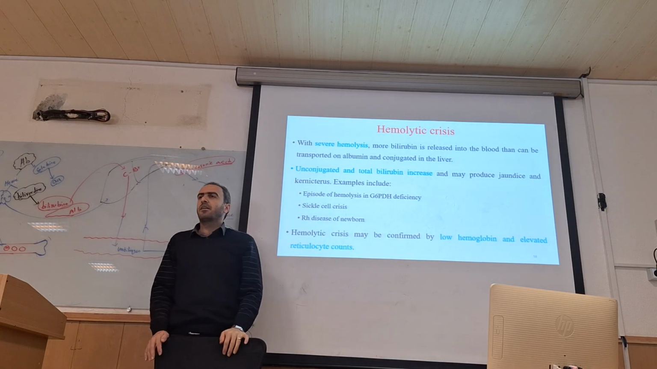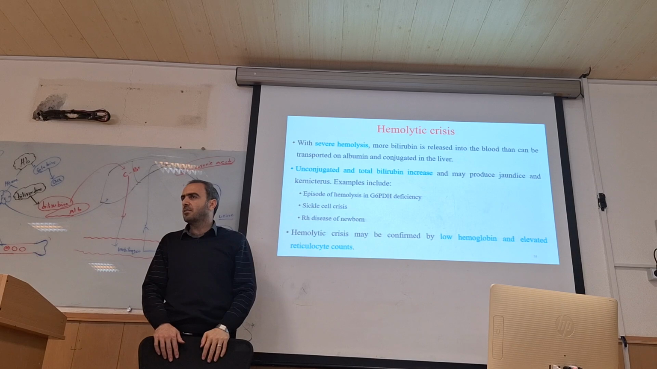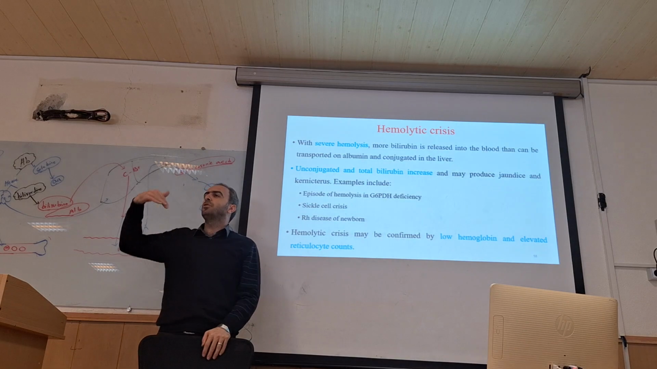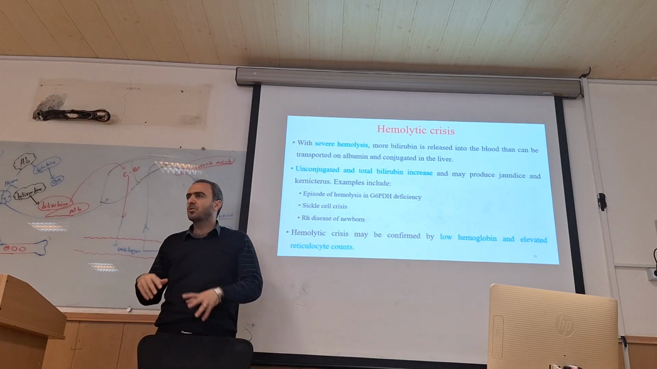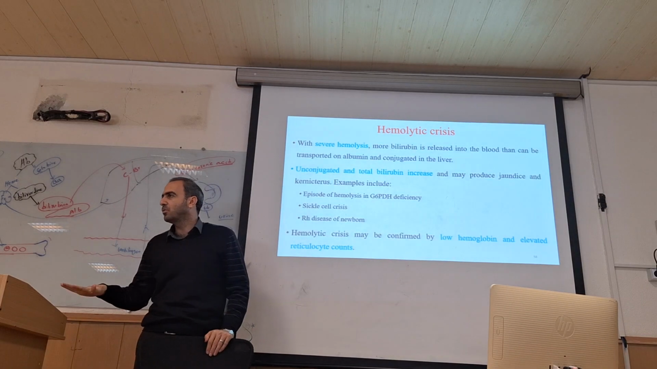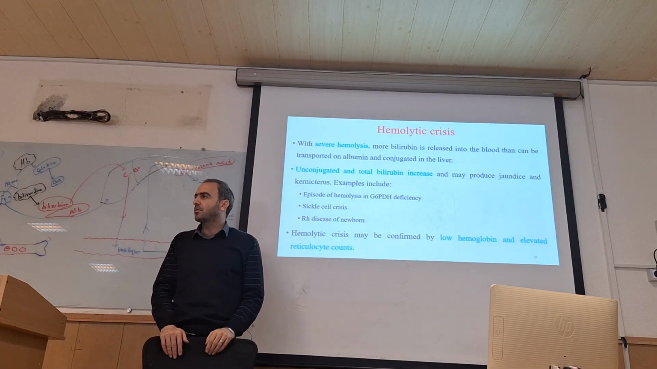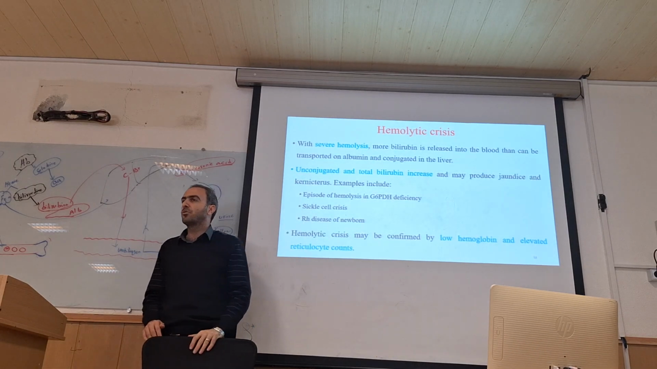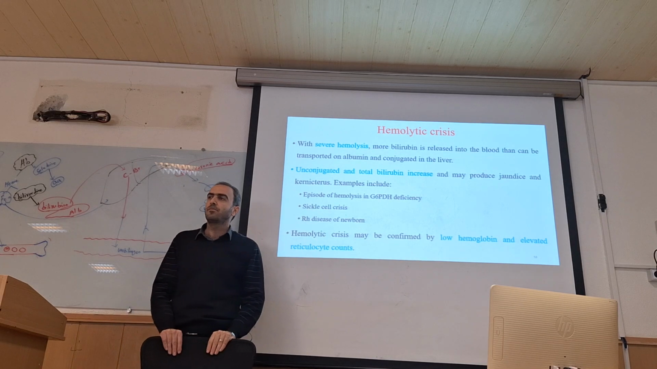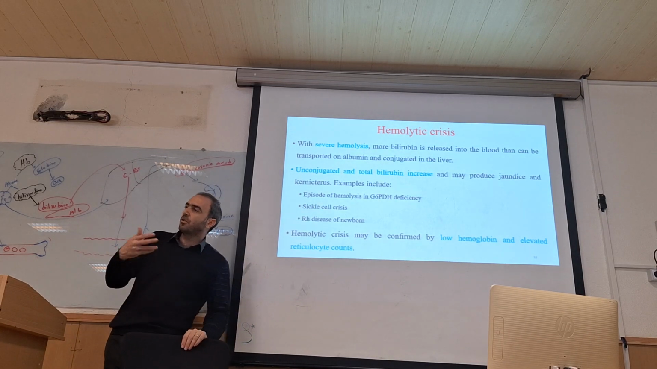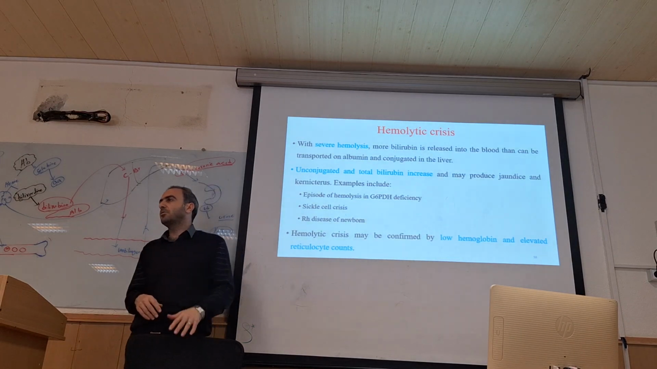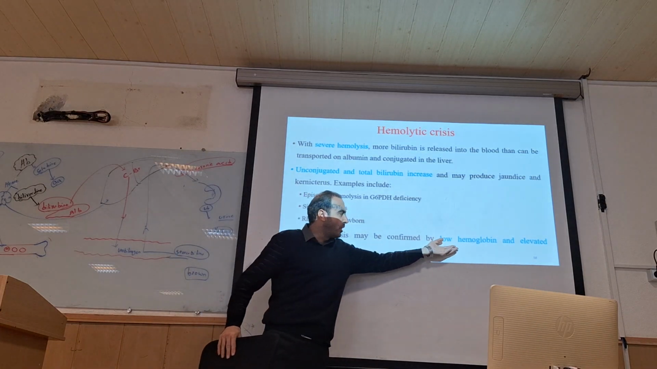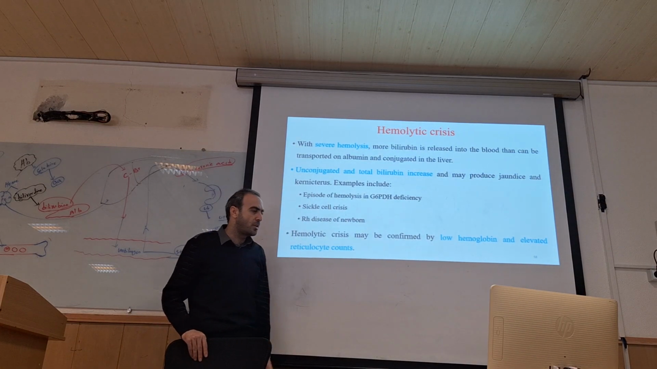And also sickle cell crisis. Those patients have sickle cell anemia. If they go to the mountain, or to the sea, or some places where the pressure of oxygen is low, it leads to sickle cell crisis, anemia and hemolysis crisis. And RH disease of the newborn. What is that? The RH of the baby and mother is different and leads to RH disease. So hemolytic crisis can be confirmed by low hemoglobin and elevated reticulocyte count.